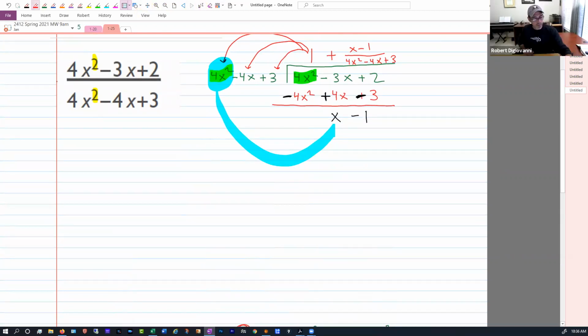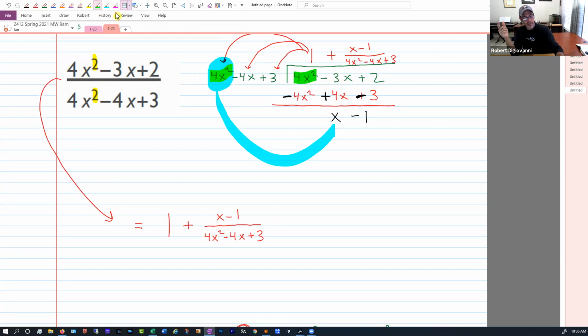Okay, so here's where we are. This expression really becomes that numerator up there, 1 plus (x minus 1) over (4x squared minus 4x plus 3). Okay, we have done the first step. The first step was long division, and we've completed the long division, and here's what we have.